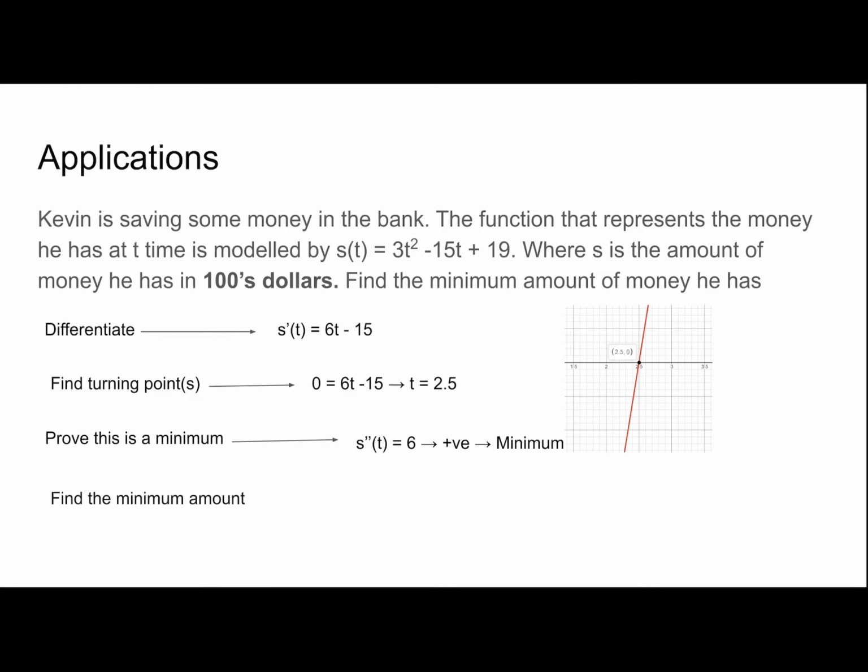Now we need to find the minimum amount, because the question says find the minimum amount of money he has. You already know that the minimum occurs at t equals 2.5. When t equals 2.5, our minimum amount occurs.